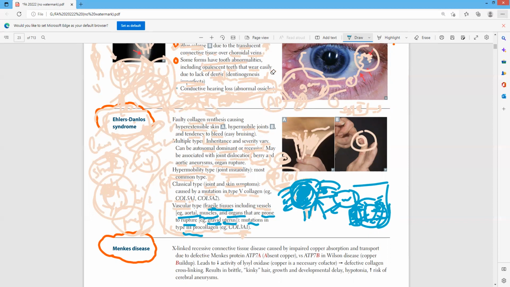I want you to know that the vascular type is autosomal dominant. Okay, for the vascular type it will be autosomal dominant.